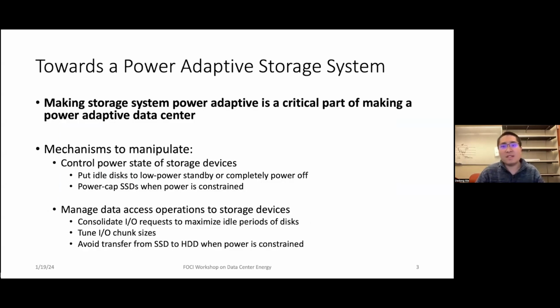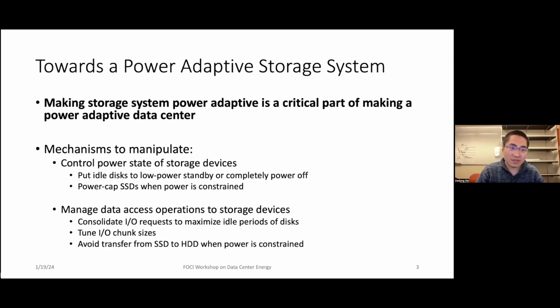Since the storage system is a major power consumer in data centers, to achieve our goal of making a power adaptive data center, as mentioned in Simon's talk, the storage system also has to be power adaptive. But currently, storage systems are not power adaptive enough. There are two mechanisms we can use to achieve power adaptivity in storage systems. The first is to control the power state of storage devices. The second is to manage the data access operations to the storage devices.